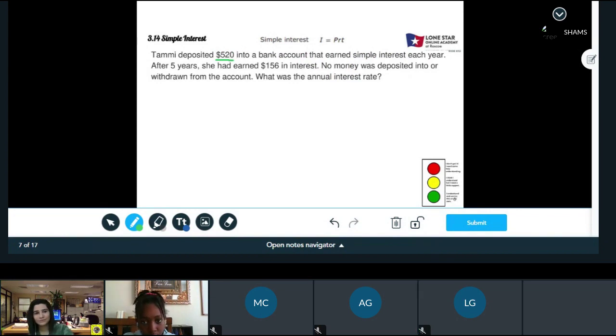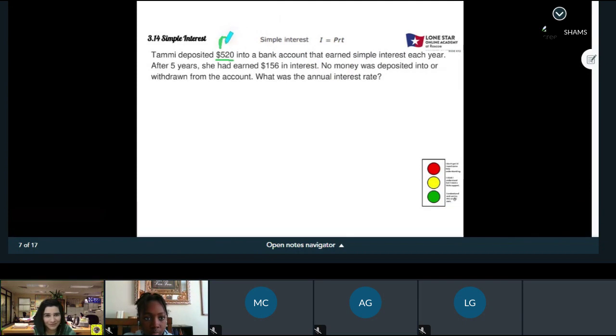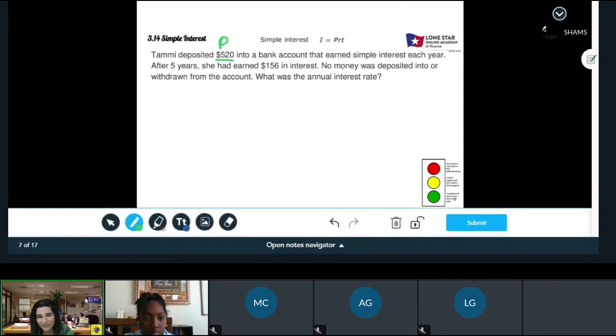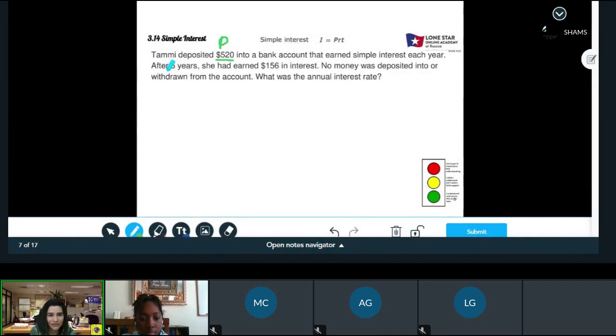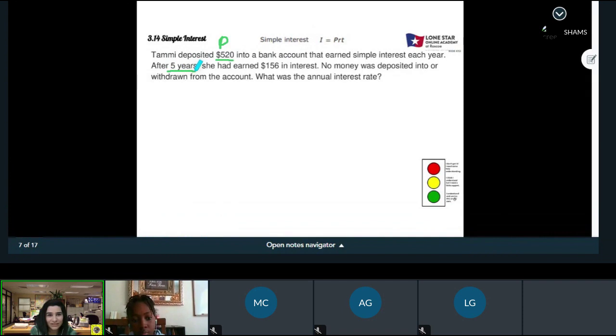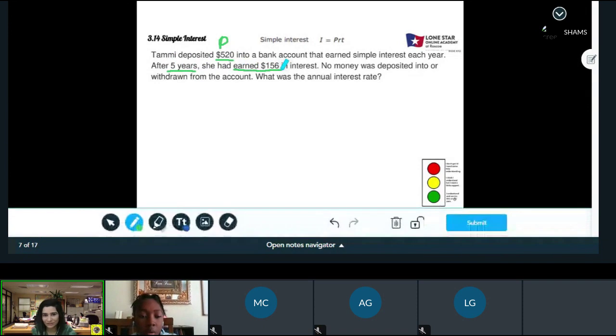Interest. It is interest. Dan says it is principal. If you deposit some money, this is principal. Interest is what we are about to earn. Let's see what the question tells us. After 5 years, she had earned, this is interest, $156 in interest. No money was deposited into or withdrawn from the account. What was the annual interest rate?